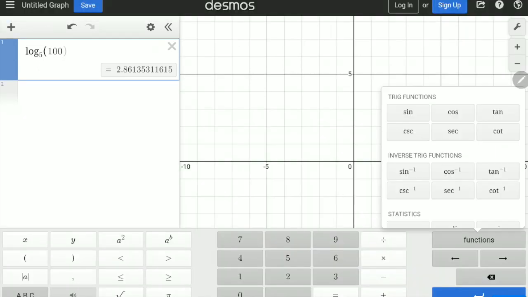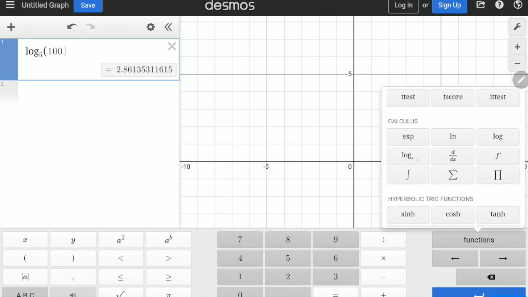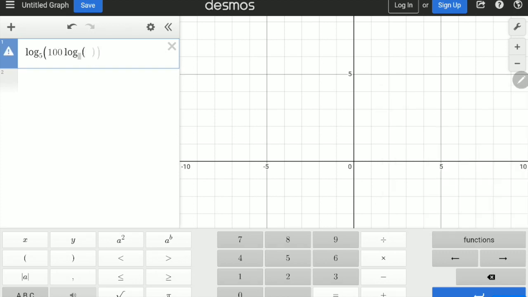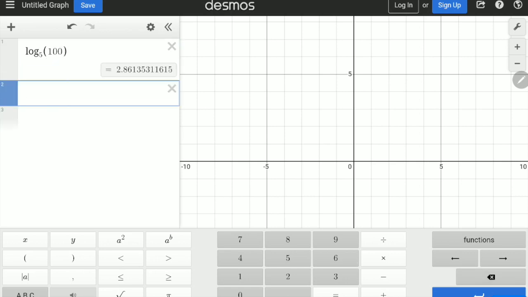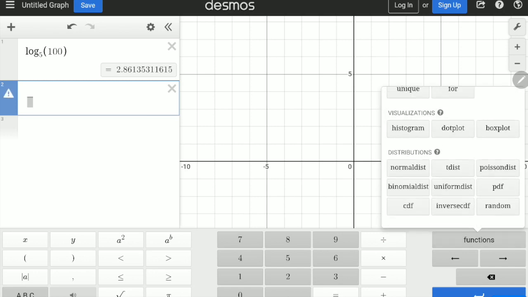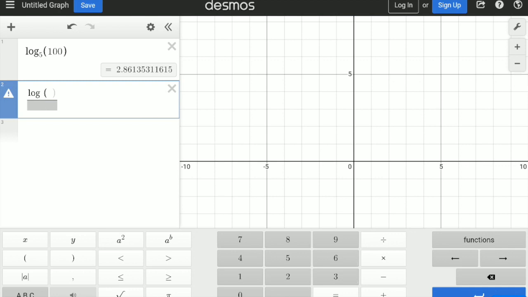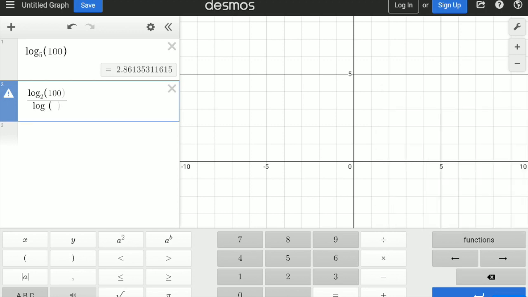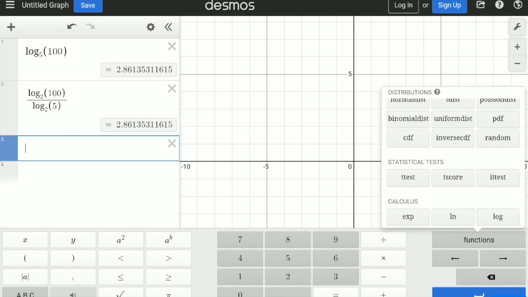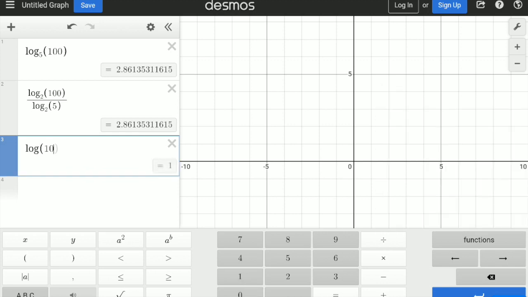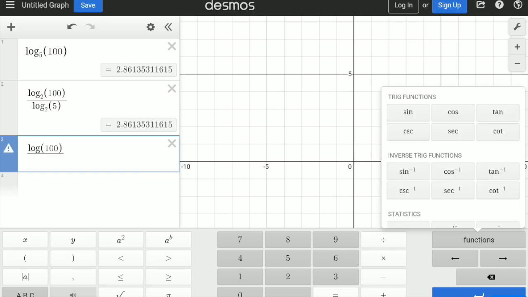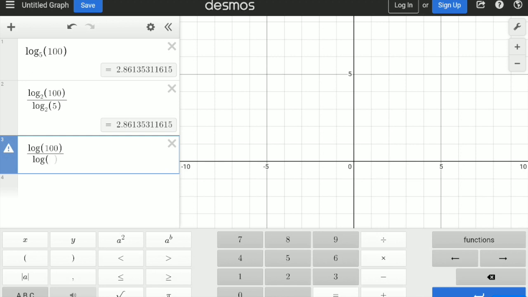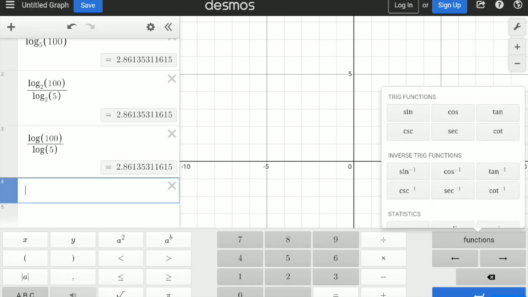So functions, I'm going to do the one I wrote up originally, apparently not a new line because I wasn't paying attention. Okay, so new line. Division, functions, log base a of 2 as my first example I gave. Functions, log base a of 2 again of my original base 5. You can see that they're the same thing. If I do log base 10 of 100, which I already know is 2, divided by log base 10 of 5, you can see that they're all the same so far.